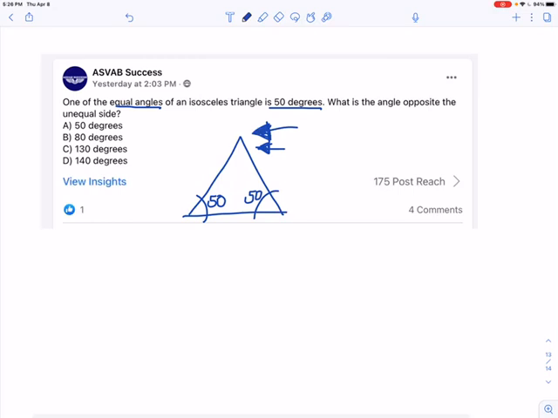This angle right here, based off of the three angles of a triangle equal 180, we can deduce that it's 80 degrees. But it's not asking us for this angle. It's asking us for the angle that's opposite, which is going to be 50 degrees. So be careful with those words, because sometimes we can be in such a hurry that we don't pay attention to what it's really asking us for. And even though we know the right information, if we're not paying attention, we'll answer it wrong.